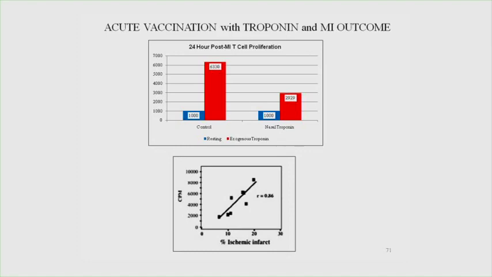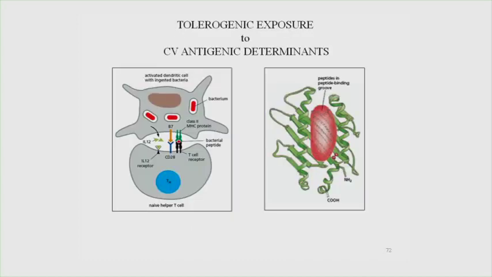If you look at T cell proliferation, it is blunted in the animals that had the Treg response. The amount of damage done was related to the T cell response, which was blunted by initiating a Treg response 1 hour into the heart attack.